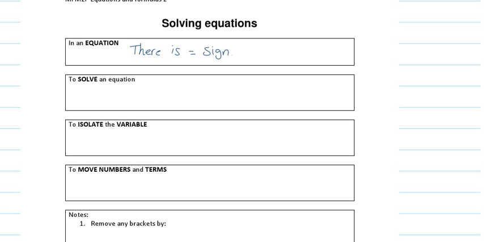So when the question is asking you to solve an equation, it's asking you to isolate for the unknown. It means to leave the unknown by itself on one side and then move everything else to the other side. So when the question is asking you to solve an equation, it means isolate the variable.